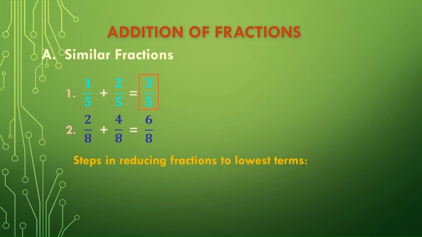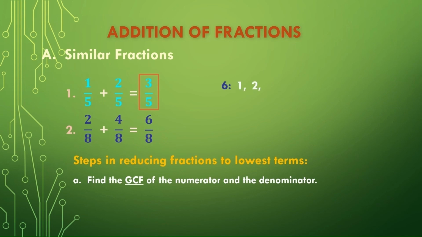In reducing fractions to lowest terms, first, we find the greatest common factor of the numerator and the denominator. In this case, the numerator is 6 and the denominator is 8. The factors of 6 are 1, 2, 3, and 6. The factors of 8 are 1, 2, 4, and 8. The greatest common factor of 6 and 8 is 2.